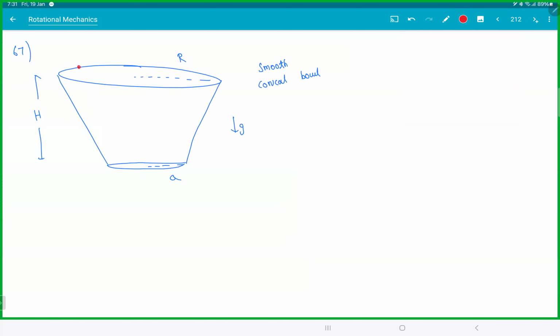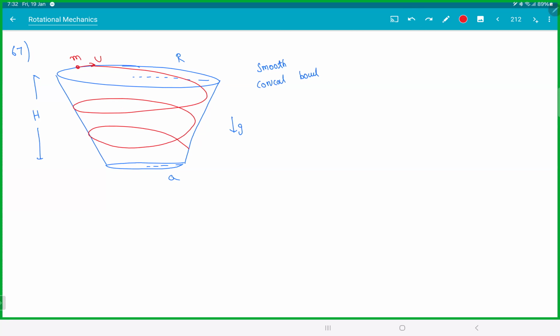Then what happened? Someone took a particle of mass m and projected it here with speed u from the top. And because of gravity, this thing started spinning inside. Now, if you give enough speed, you know what will happen? This will again start going up.